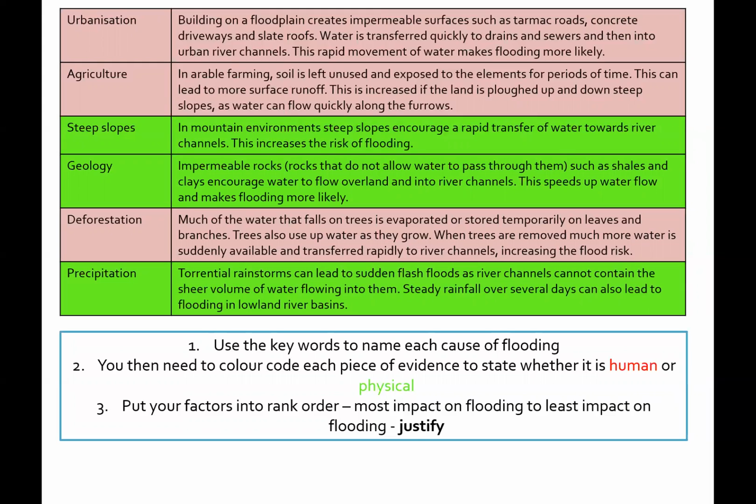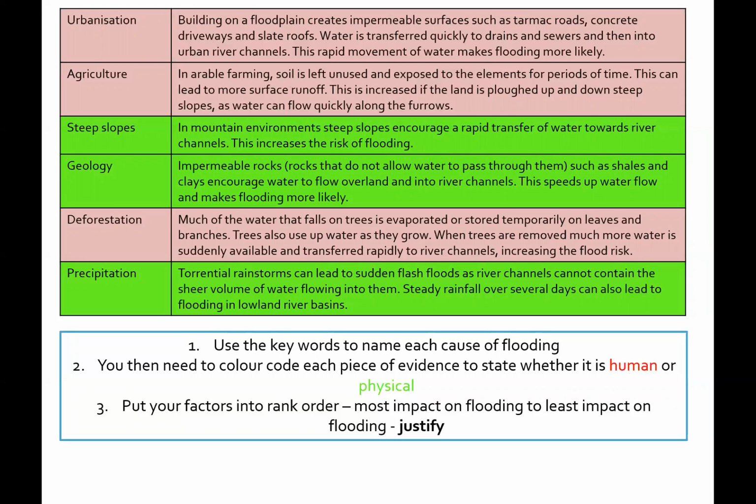You then got geology. So if a rock is impermeable, it means water can't soak into it. Things like shales and clays, they make water flow across the surface because water can't soak into them. If water flows across the surface, it moves more quickly. So impermeable rocks means water gets into your rivers more quickly, which causes them to fill up more quickly, which makes it more likely that they're going to overflow.